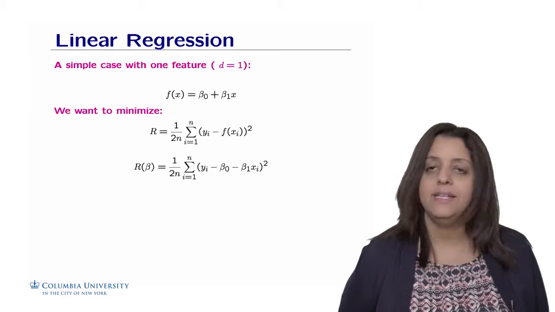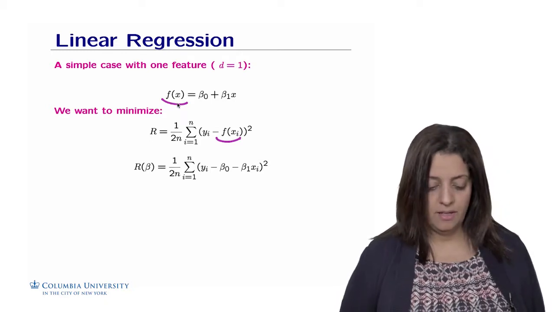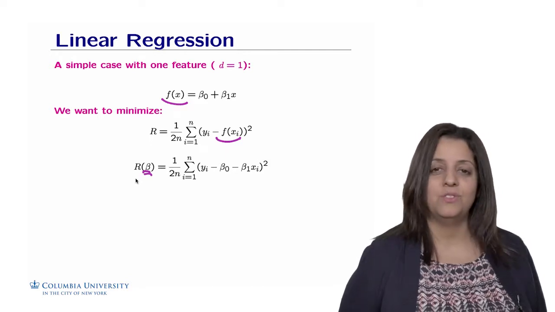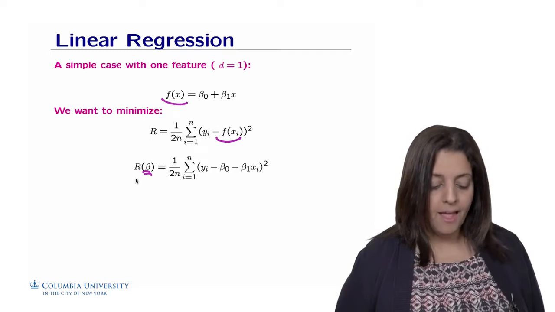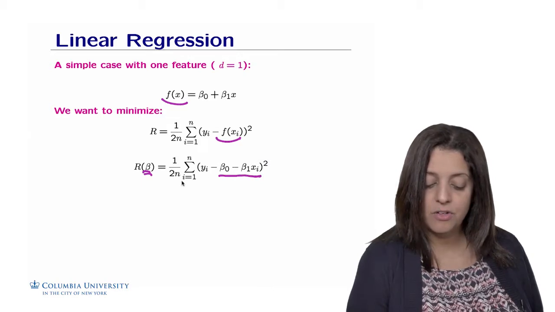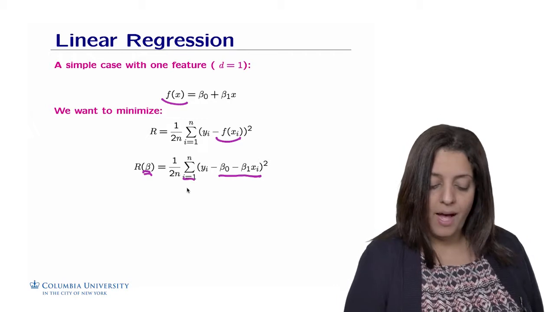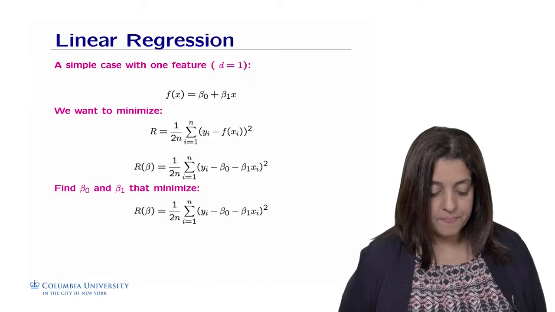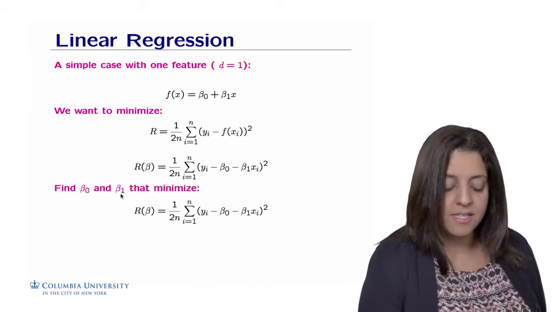So we're going to replace the function f of xi by this value here, which is the equation of a line, which will make the risk function a function of the beta values. This is what we want to find. We want to find the beta that minimizes the risk function R. So I'm going to replace f of xi by beta 0 plus beta 1 xi for each of the learning examples i, right? So with the sign minus, we will have minus beta 0 minus beta 1 xi. And the goal is to find beta 0 and beta 1 that minimize this risk function here.